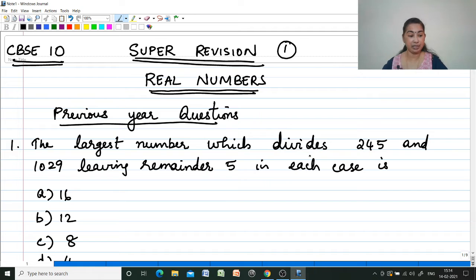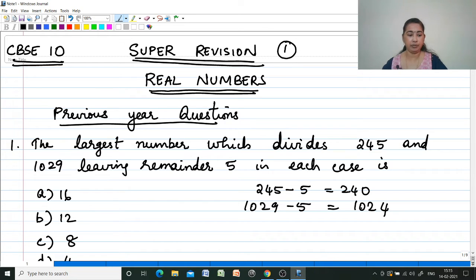1029, leaving remainder 5? So let us subtract 5, that is the remainder, from each number in order to get their HCF. So that is 245 minus 5, that's equal to 240. And 1029 minus 5, that is 1024. Now we can find the HCF of this 240 and 1024.